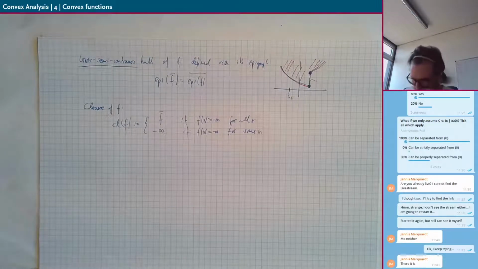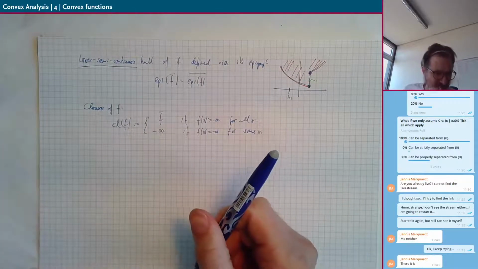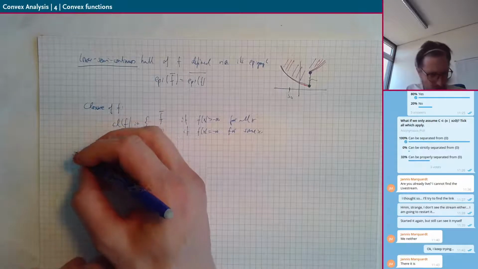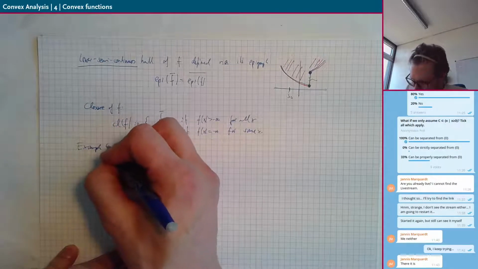Of course, the function is closed if the closure doesn't change the function. Short example, 4.6.